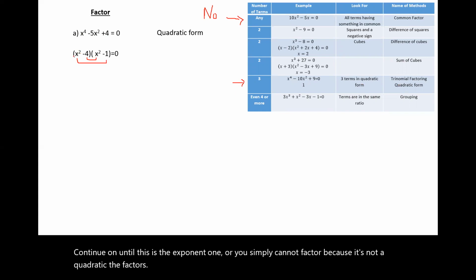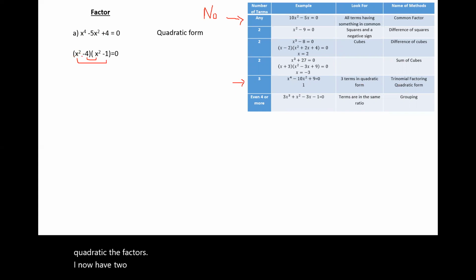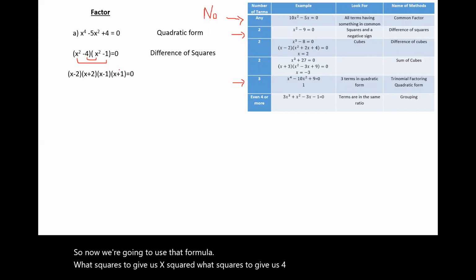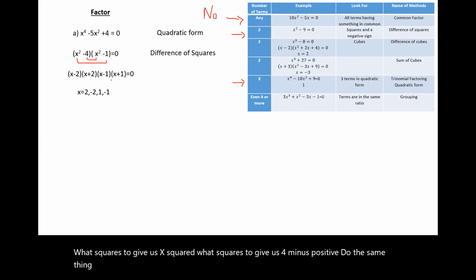I now have two terms, minus sign, squares, so that's the difference of squares. So now we're going to use that formula. What squares to give us x squared? What squares to give us 4? Minus, positive. Do the same thing here. And there are the 4 answers. We were expecting 4 answers because the degree is 4.